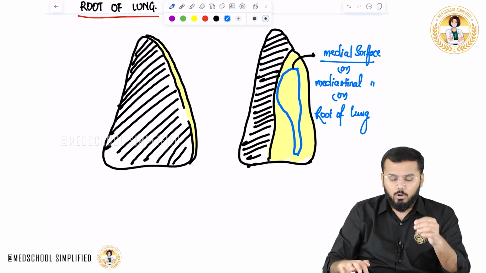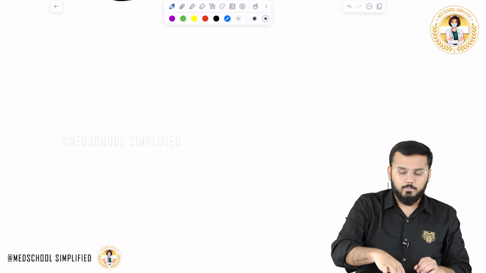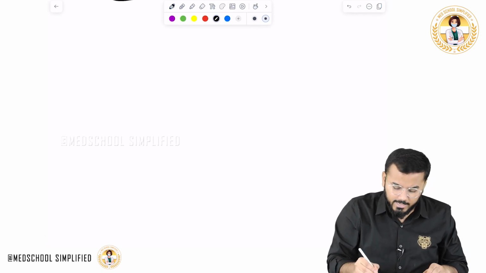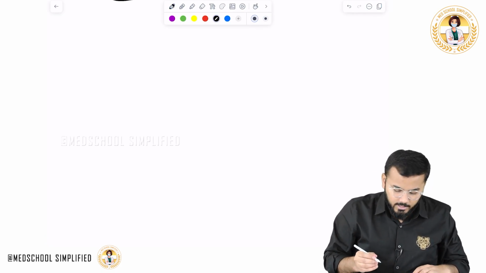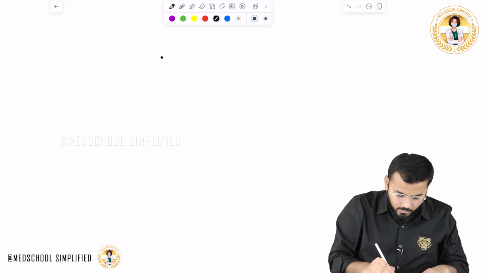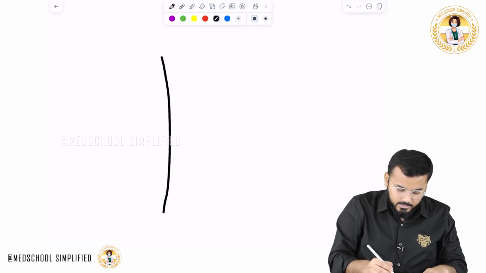Now all of you just look at the same picture which I am drawing right now, and again I will add the anterior and posterior here. So if you look at the root of the right lung, this is how it looks.